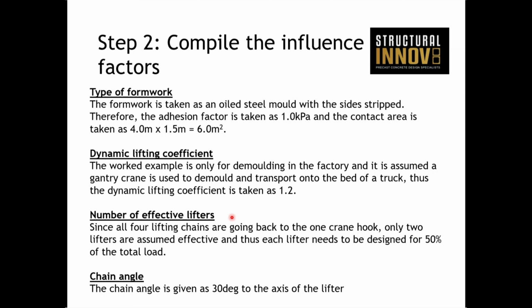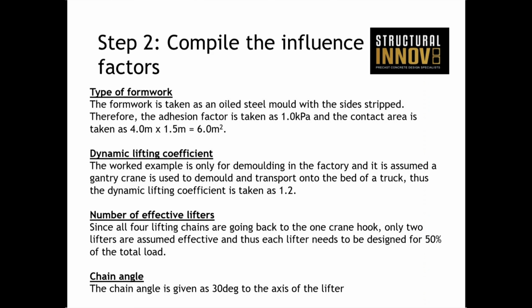Number of effective lifters, as I said at the start, we're taking all 4 lifting chains back to the 1 crane hook. So only 2 lifters are assumed effective, and thus each lifter needs to be designed to take 50% of the total load. And the chain angle is typically given as 30 degrees. So we're not going to exceed 30 degrees, so we'll use that as our limiting factor.